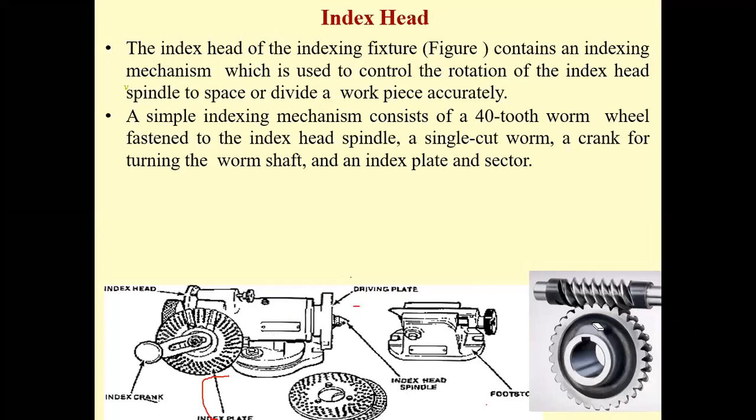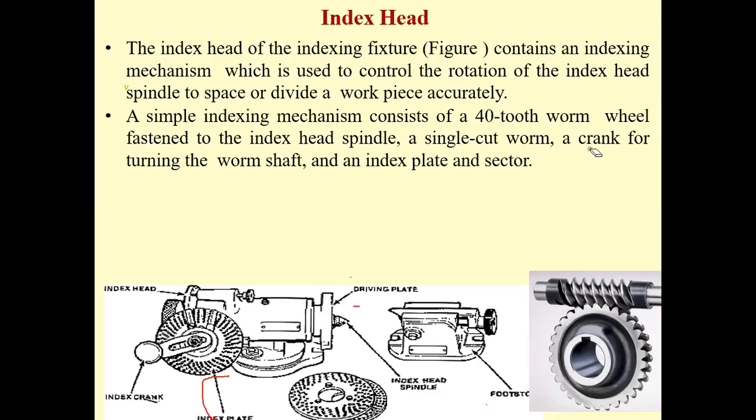This worm wheel is directly mounted on this spindle. The indexing spindle is connected inside to this gear. This is a worm and this is a worm wheel. This 40 tooth worm wheel is fastened to the indexing head spindle, and this kind of gear mechanism is mounted on it.